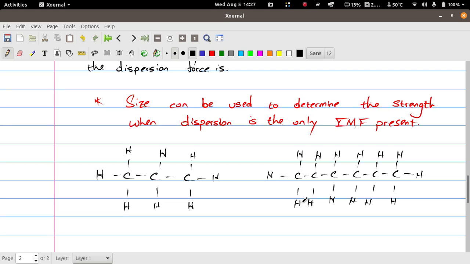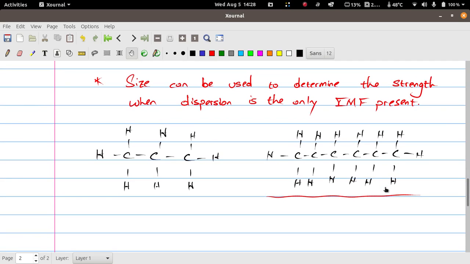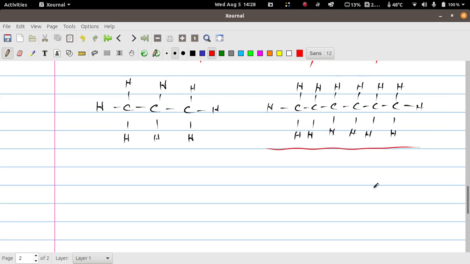Anyways, so if the only intermolecular force available or present is dispersion, then size is going to be important to determine which one is stronger. So in this case, it would definitely be hexane, because it's a bigger, larger molecule. And that's pretty much it for dispersion forces.